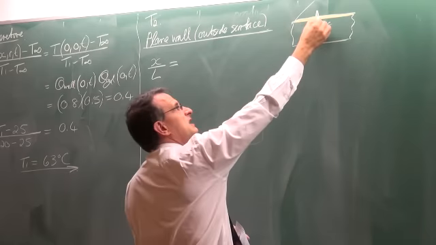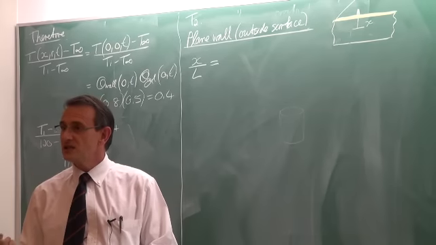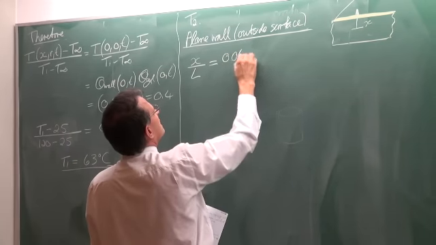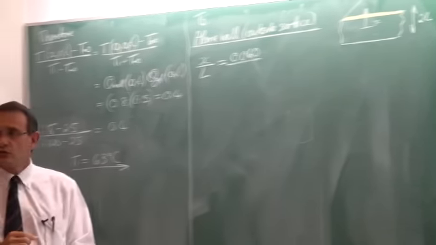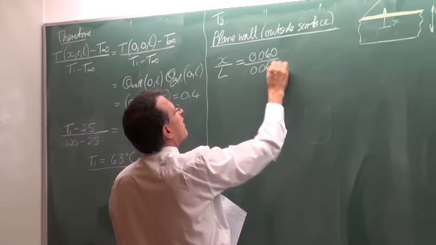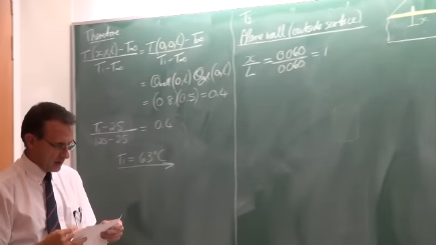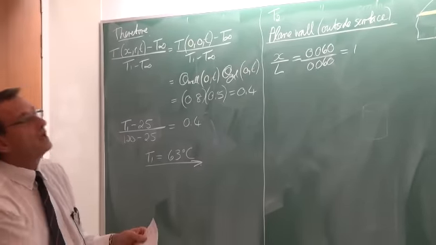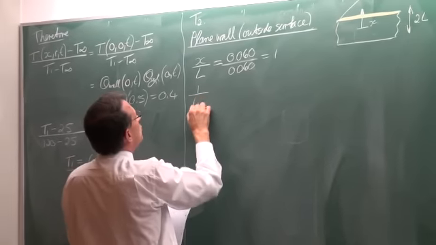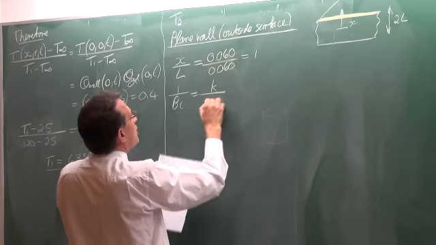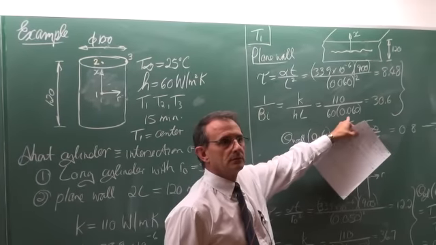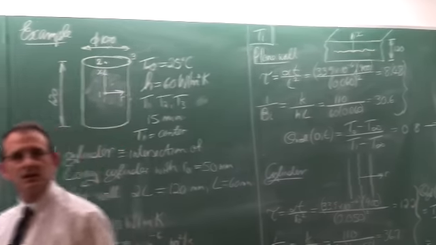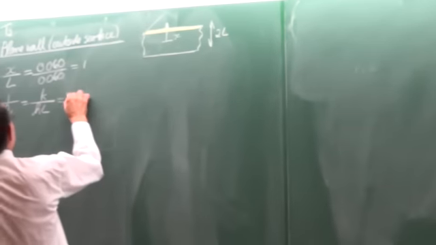Okay. What is X going to be on the surface? X on the surface is going to be 60 millimeters, 0.060. L is also 60 because that is equal to 2L, which is 120. So that is also equal to 60. So we need it at X divided by L equal to 1. Again, we have to calculate 1 divided by the Biot number. It's equal to K divided by HL. And you will see we've already calculated it. It is equal to 30.6. So that didn't change.